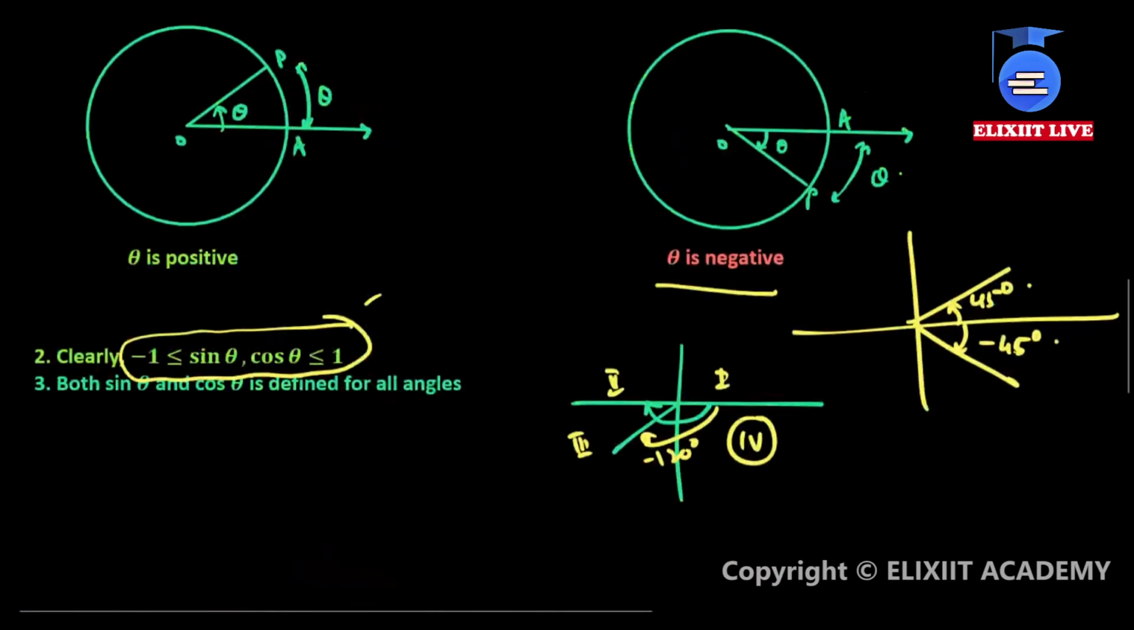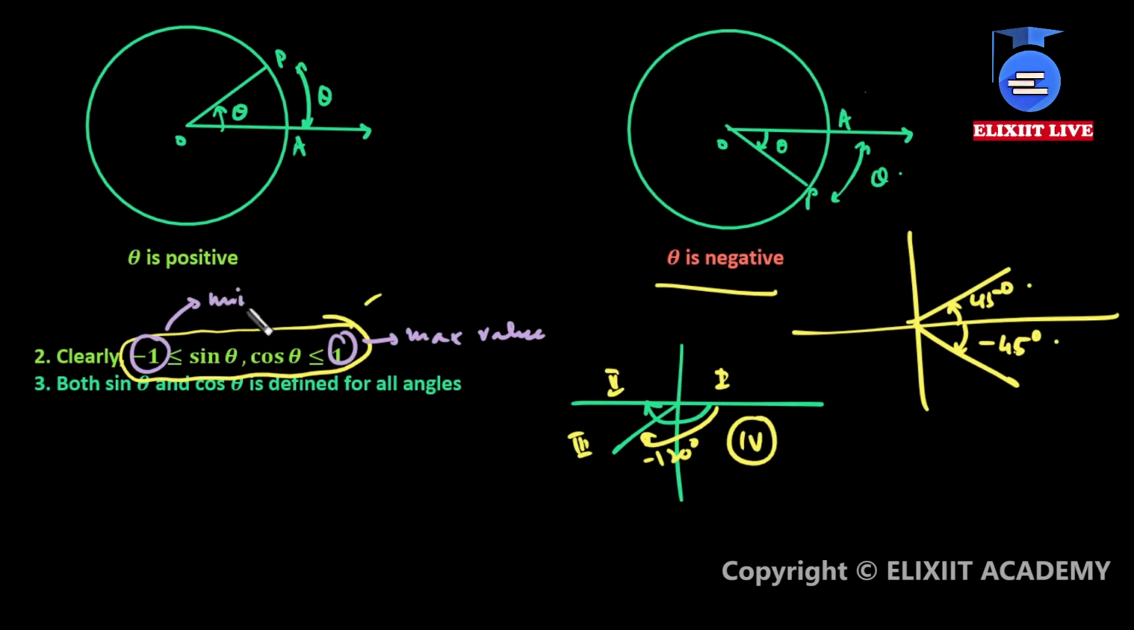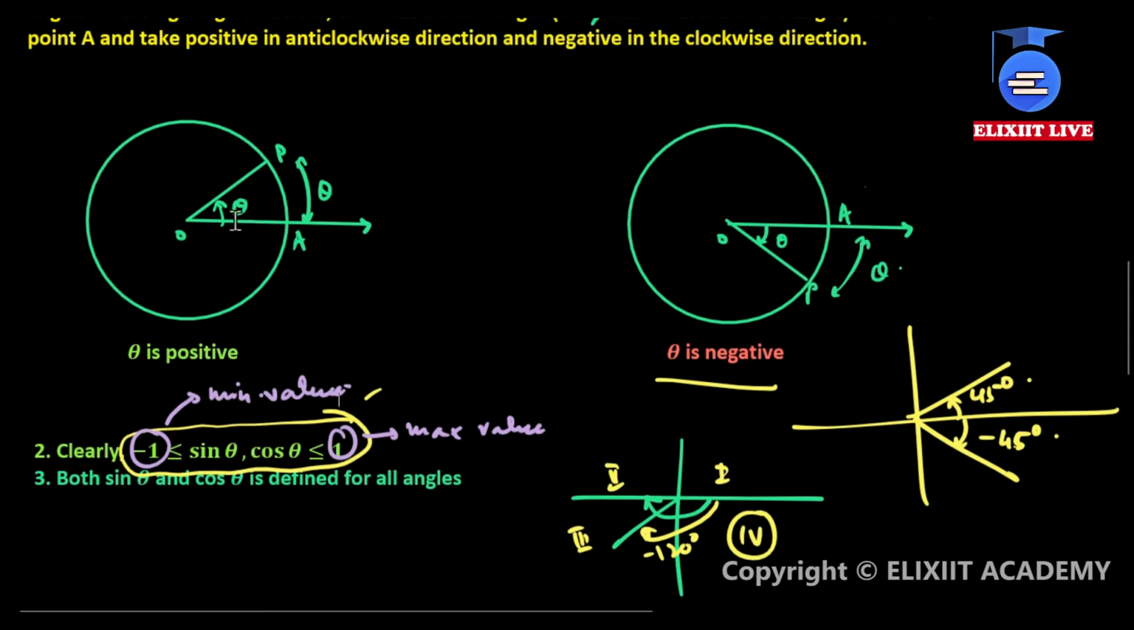This one is actually the maximum value, and this is the minimum value. Minimum value of sine function and cos function is actually -1 and +1. This is one more point. I'll come down to the quadrant system also, but this is the overall idea which you will see over here.